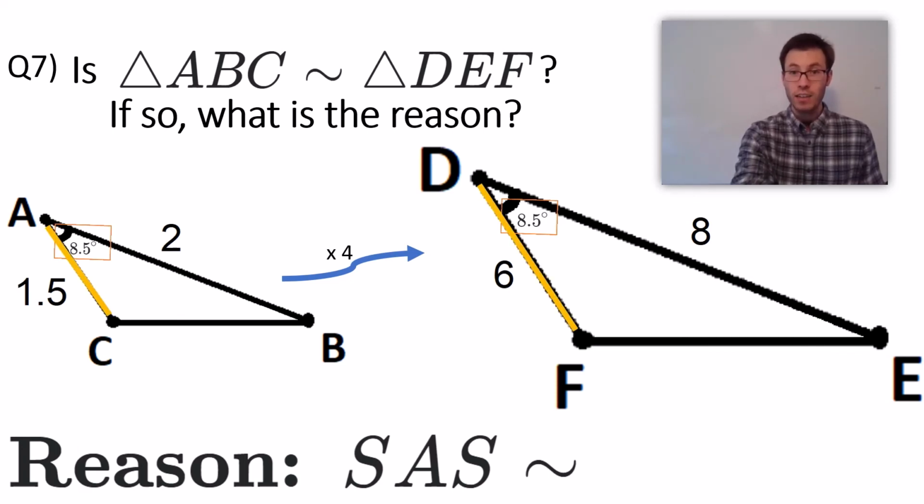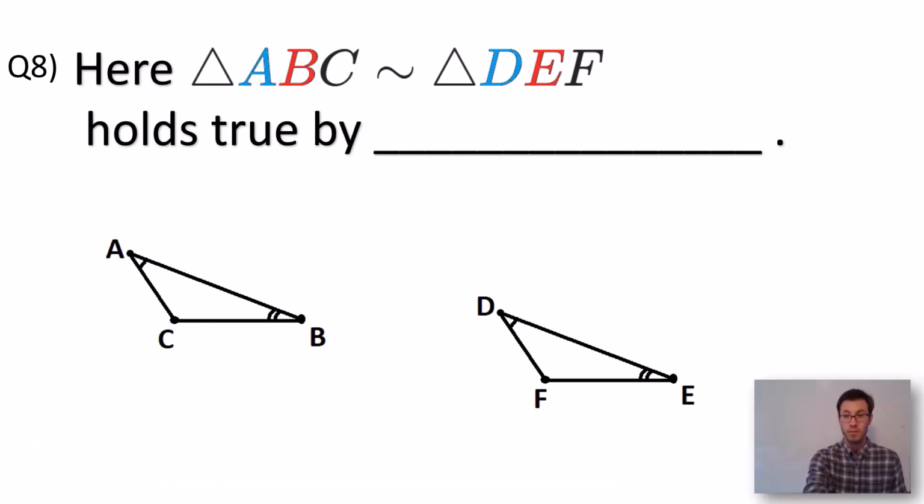We see the side, angle, and the side. That is known as side angle side similarity when they're proportional like that. So that works. Those triangles would be similar by side angle side. All right, let's look at this example here.